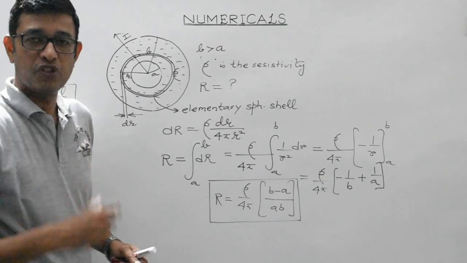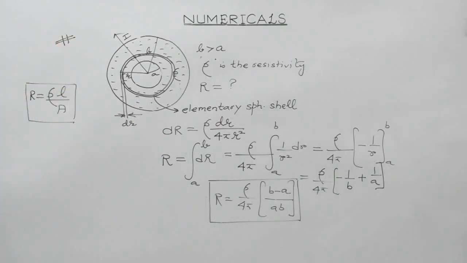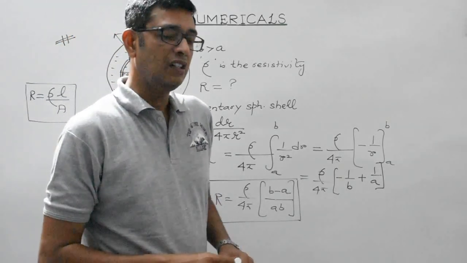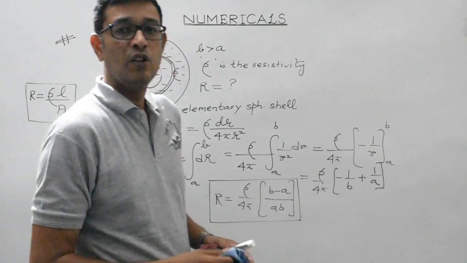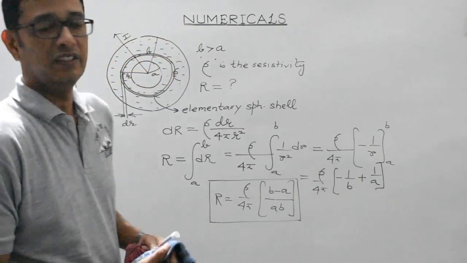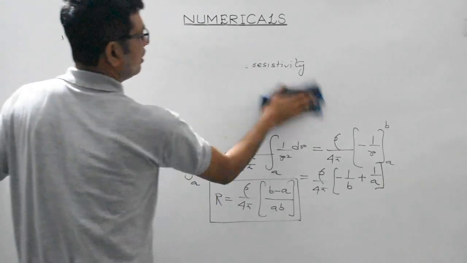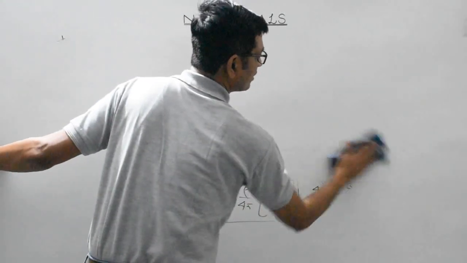Let's try another question, right? What we assume is, in place of a concentric spherical shell, we consider a conductor in the form of coaxial hollow cylinders. So let's check the expression for the resistance in such a scenario.